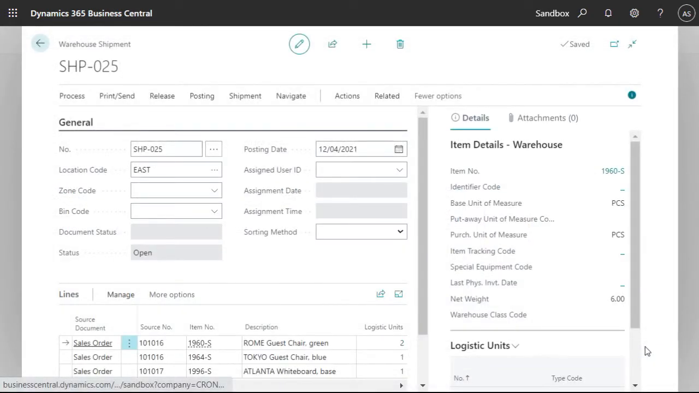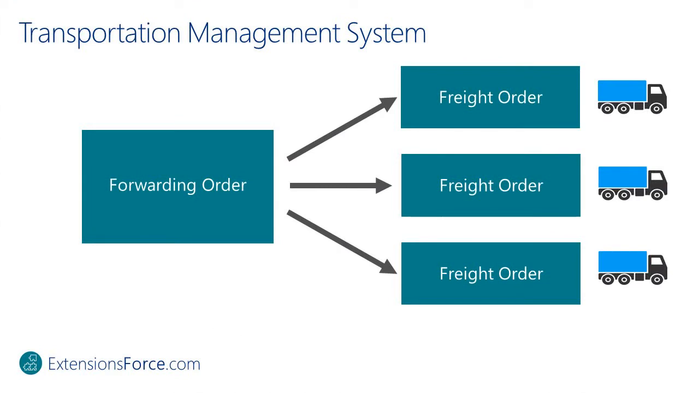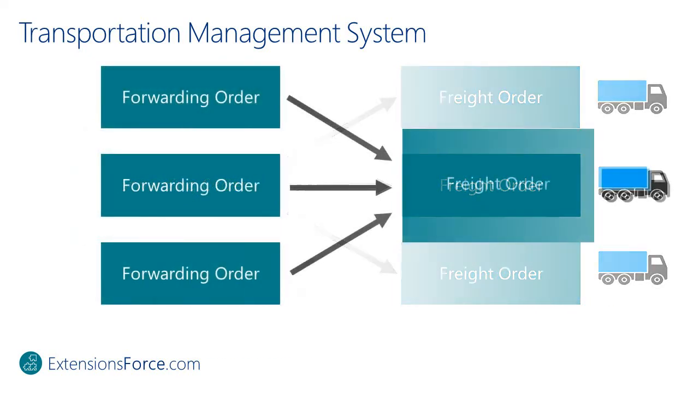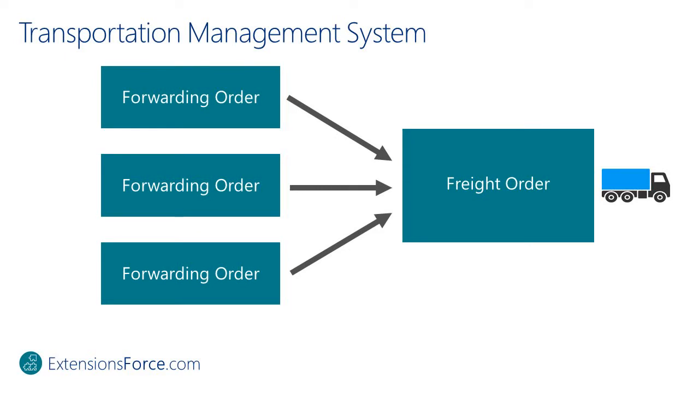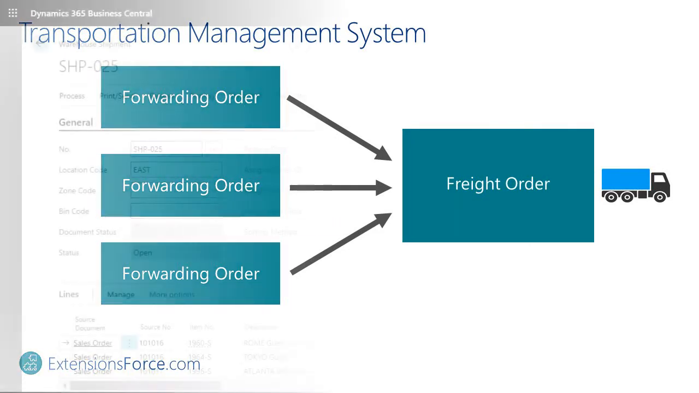Now it is time to begin the transportation process. In order to do that, we are going to create forwarding orders and freight orders. A forwarding order is an order for transportation, while a freight order is a real vehicle run. Thus, one forwarding order can be carried out by several freight orders or, vice versa, multiple forwarding orders can be joined into a single freight order.